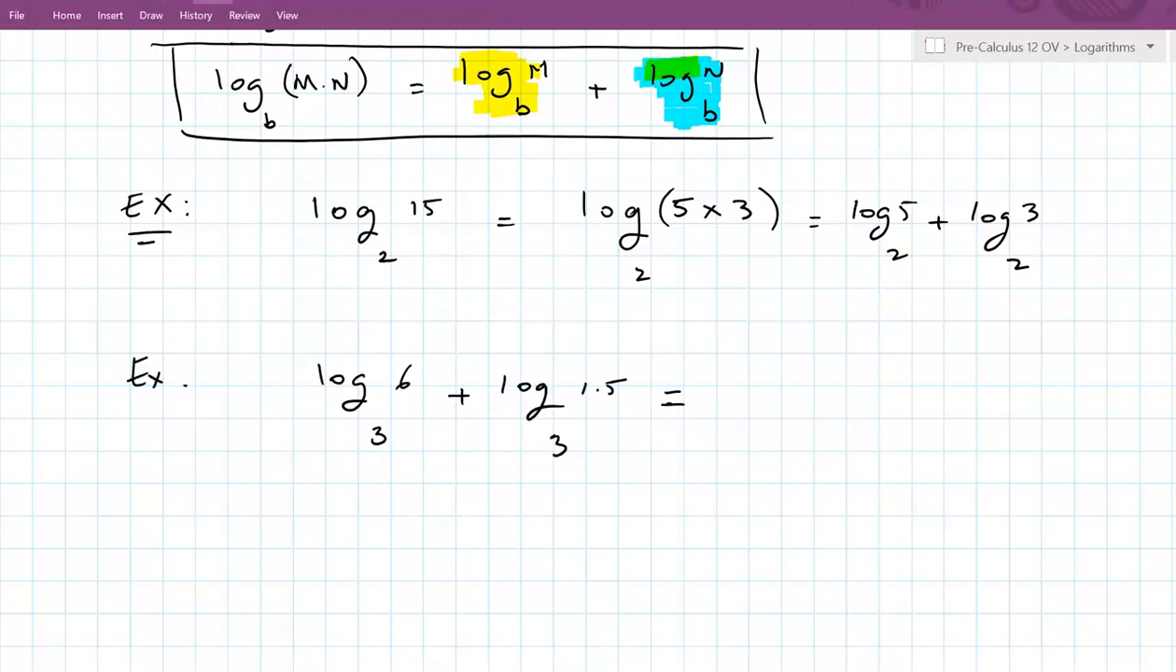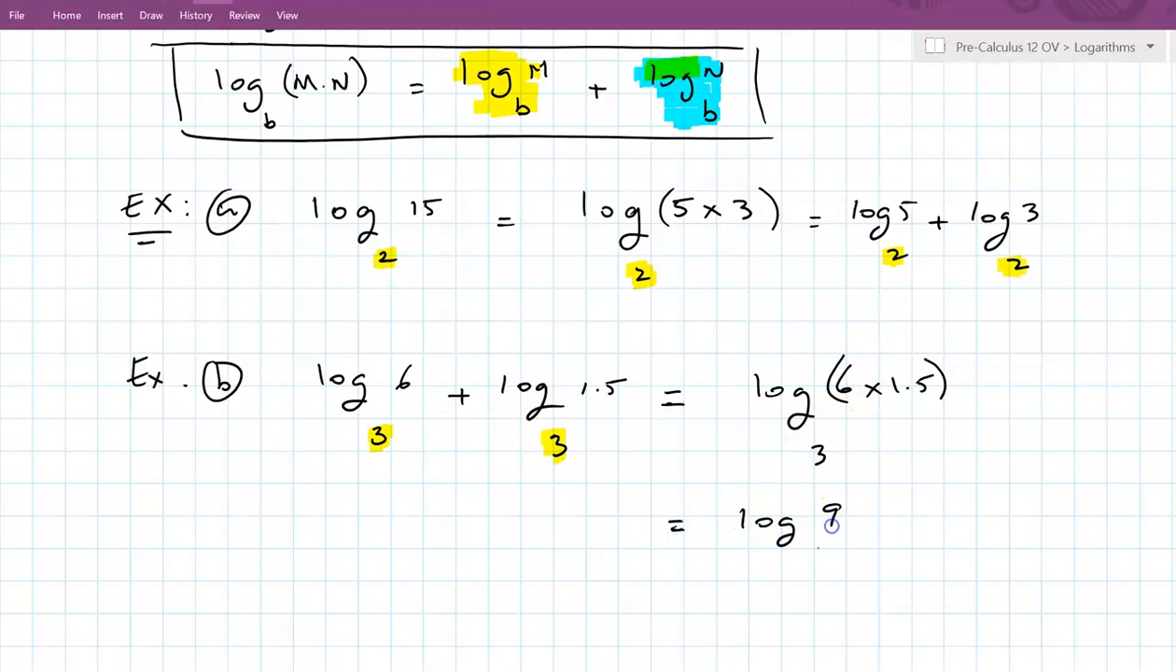So let's go backwards. Suppose I give you this example. Let's call that B. That was A. All right, this time we want to put it into a single log. Notice that we must have the same bases. Remember the first expression, we had all the same bases. So here we need to have the same base. Okay, they are, and now we put them together. So that is actually log of 6 times 1.5 base 3. Okay, and that is log of 9 base 3, and we know what that is. That's just 2, since 3 to the exponent 2 equals 9.